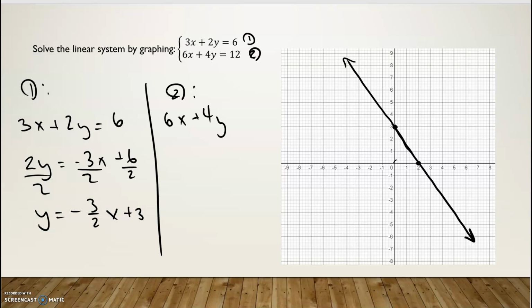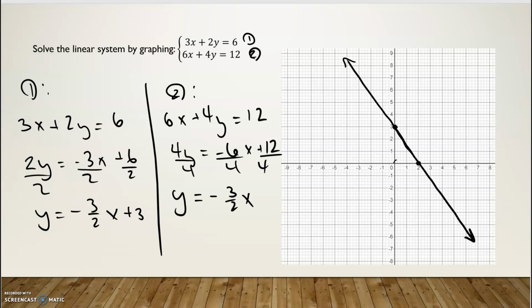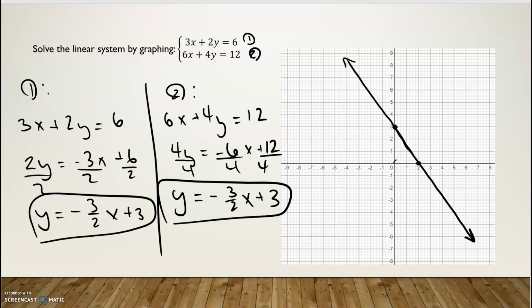6x plus 4y is equal to 12. I'm going to move that 6x over and divide everything by 4. So y is equal to -6 over 4, and I'm going to take a 2 out of both of those, so -3 over 2 x plus 3. Well, notice that's the exact same thing I got over here. So that's the exact same line. If it's the exact same line, then I have infinitely many solutions here.